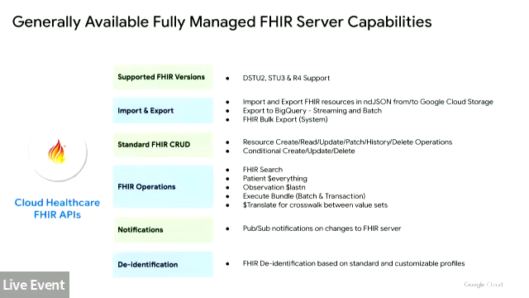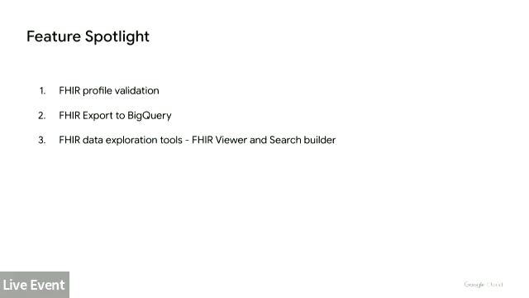Of course, FHIR search, Patient-everything, Observation-lastn, and bundle execution. We also have a feature in preview for translating between value sets. And then I mentioned notifications and de-identification. So that gives us a big picture of the capabilities of our FHIR service. But I want to highlight 3 things in particular that have come to fruition in the past year. So the first one is FHIR profile validation.